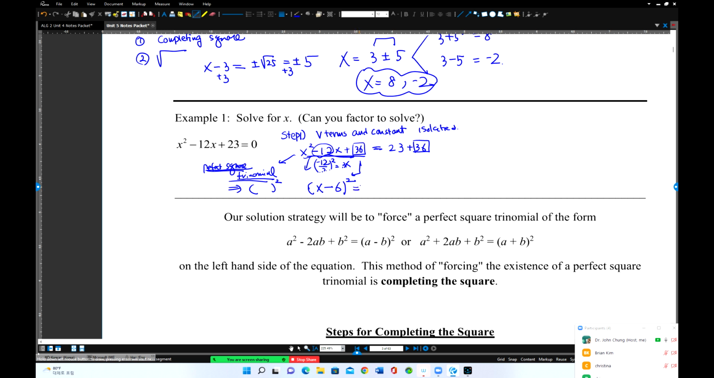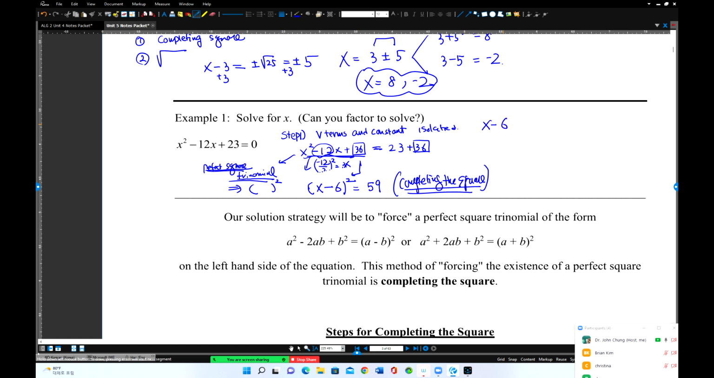But the right-hand side, how much? 23 plus 36 equals 59. This process we call completing the square. If you find it by completing the square, you can take the square root of both sides.